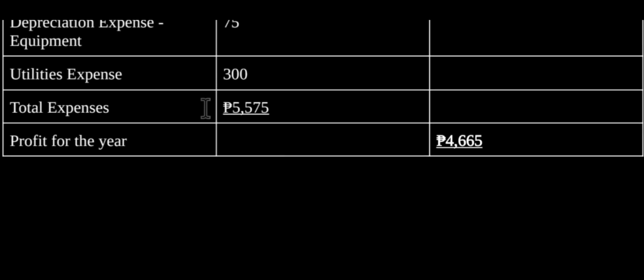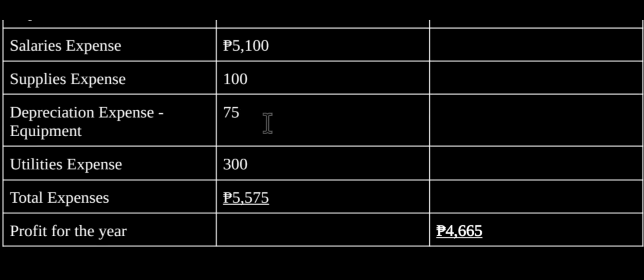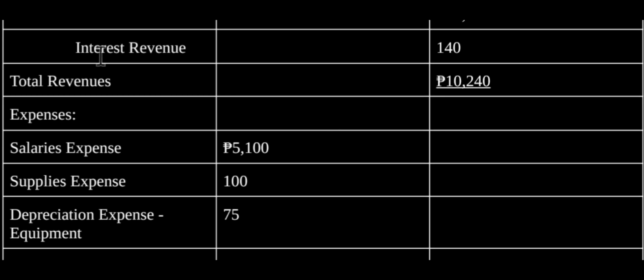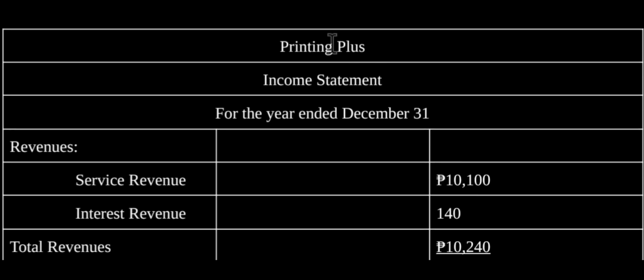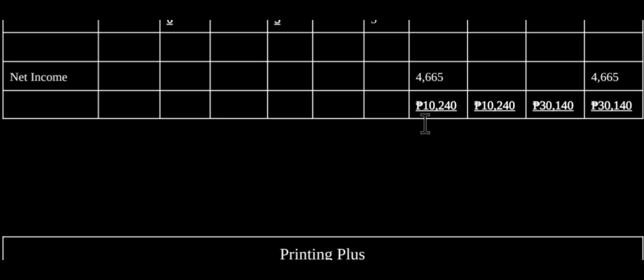And for the total expenses, we have here 5,575. So total revenues minus total expenses, we will get the net income or profit for the year. So we have here 4,665. This is our net income for the Printing Plus company. Here it's showing here.